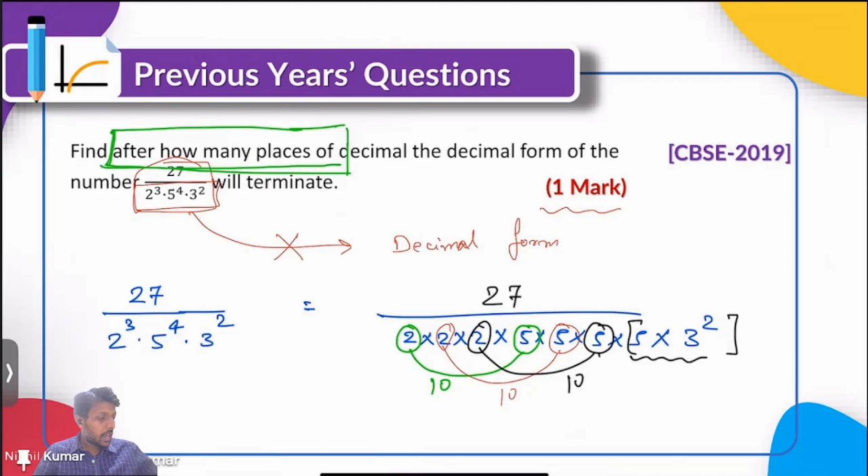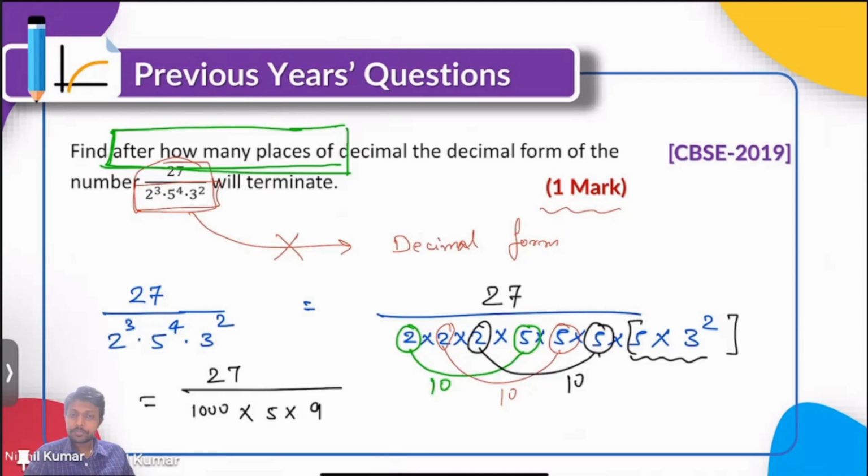Now let's see, what do we have? We have 27 in the numerator. In the denominator we have 1000, which is multiplied by 5, which is multiplied by 9. Well, 9 3s are 27. So we have 3 upon 5000. So we've simplified it quite a bit.